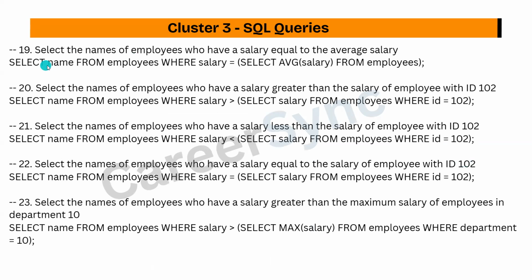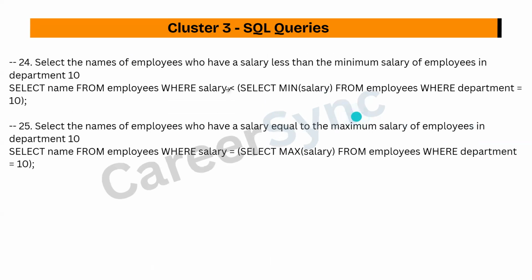Now, at the end, we have: select the names of employees who have a salary less than the minimum salary of employees in department 10. Here it is where salary equals the maximum salary. So sometimes they just change the condition. Questions are different everywhere, so solve the SQL queries from cluster 1, 2, and 3. I would say solve all the SQL queries once.